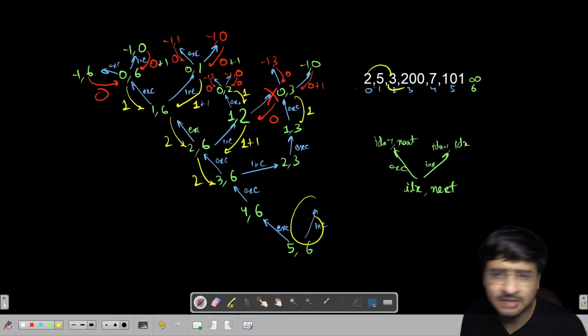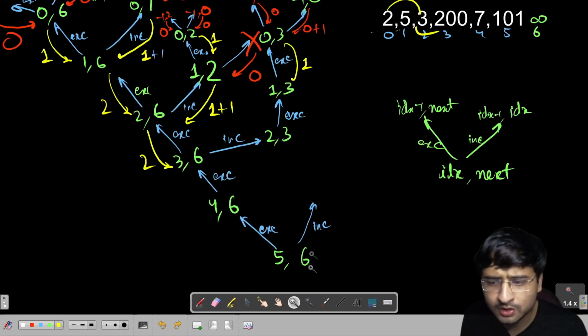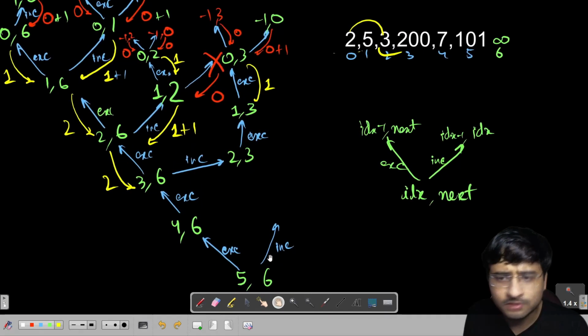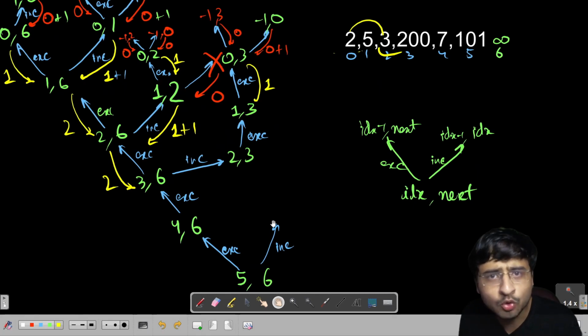And yeah, this is pretty much it. And overlapping subproblems will also lie in there only. So yeah, this is pretty much the recursion tree of this whole problem. I hope it is clear to everybody. Let's try to write the recursion pseudocode, right?